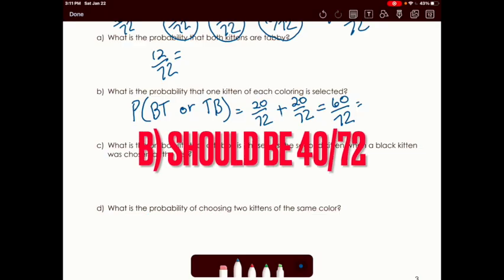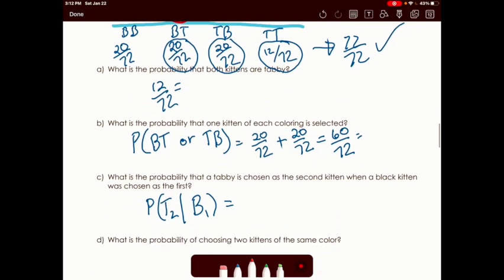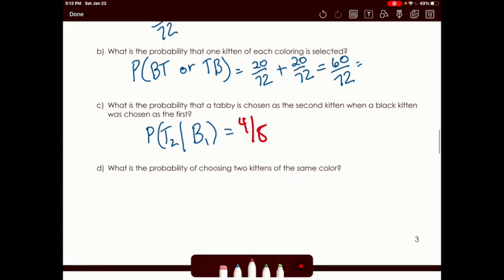Okay, part C says, what is the probability that a tabby is chosen as the second kitten when a black was chosen as the first? So I'm going to come up here and look. If I come down and follow the path, a black was picked the first time. What's the probability of getting a tabby on the second chance? That's 4 out of 8.